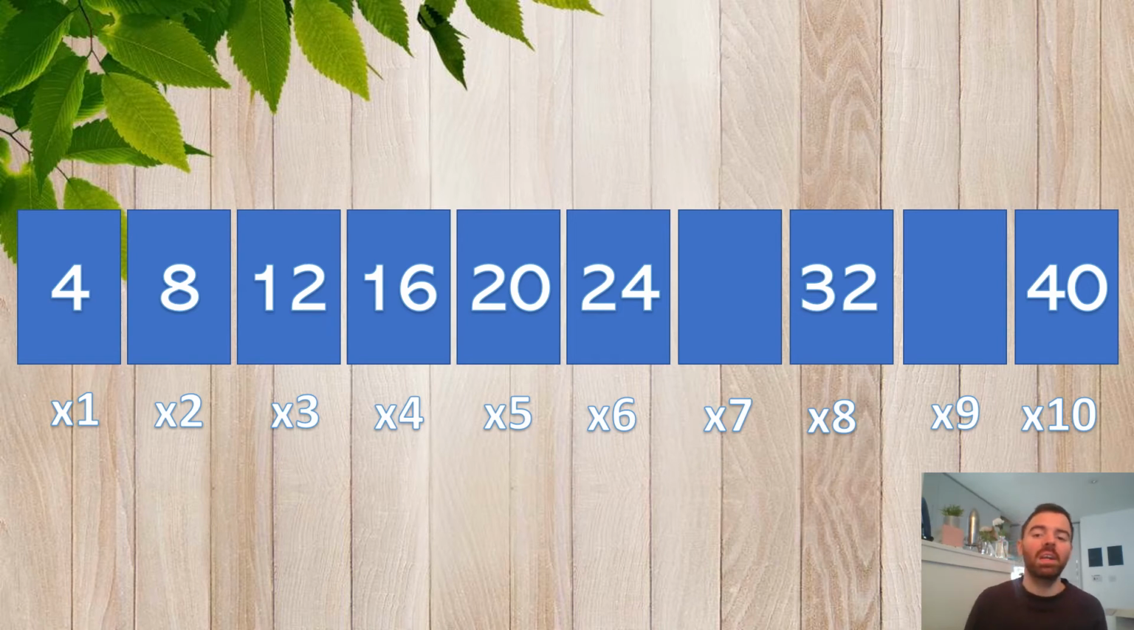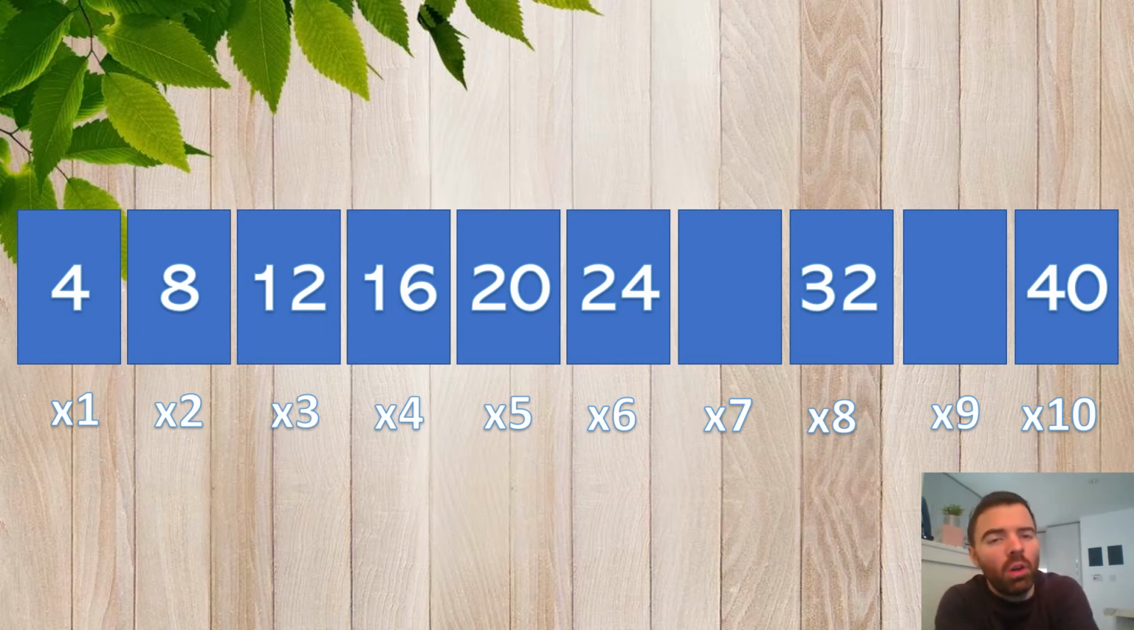Right, let's count up. We'll go 4, 8, 12, 16, 20, 24, 32, 40. Back the way. Here we go. 40, 32, 24, 20, 16, 12, 8, 4. Very good.